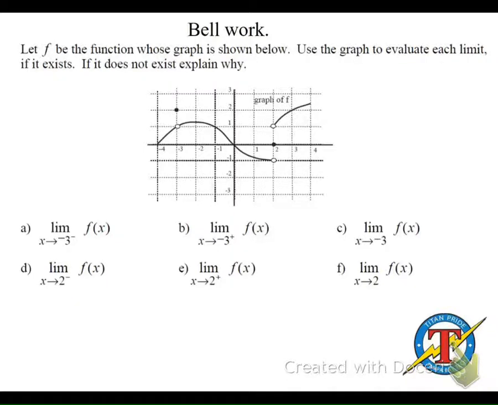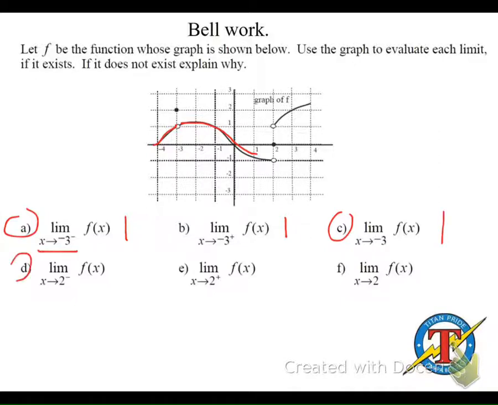Okay, I bet you did very well on that. Hopefully you're getting the hang of this easy stuff. So the limit as x approaches -3 from the left would be 1. The limit as x approaches -3 from the right would also be 1, which means the limit as x approaches -3 is 1 because the left and the right-hand limit are the same.